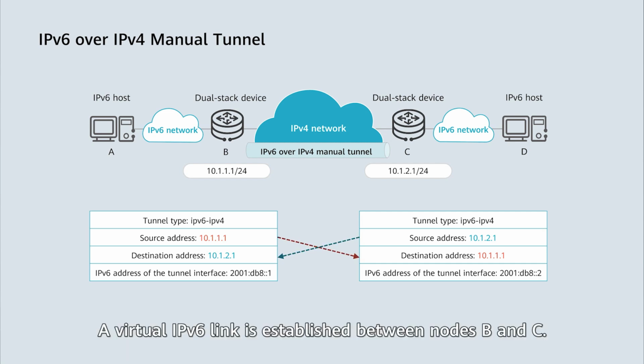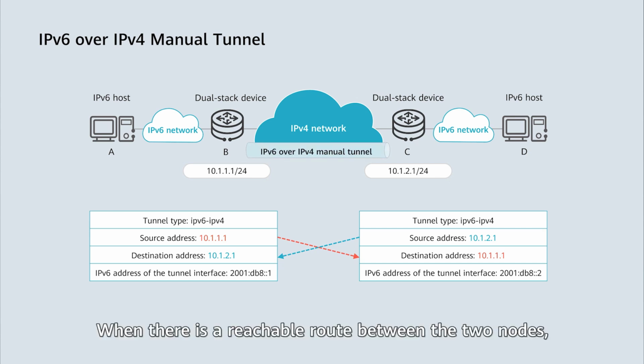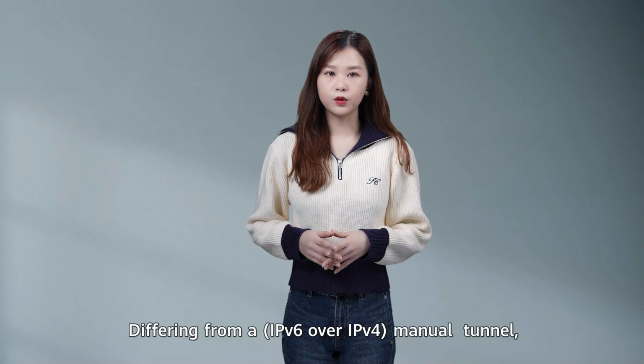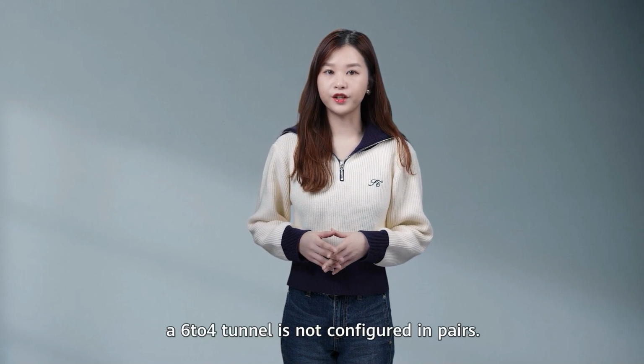A virtual IPv6 link is established between node B and C. When there is a reachable route between the two nodes, IPv6 packets can be transmitted. Differing from a manual tunnel, a 6to4 tunnel is not configured in pairs.